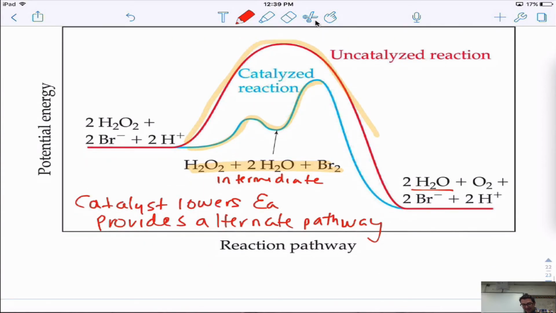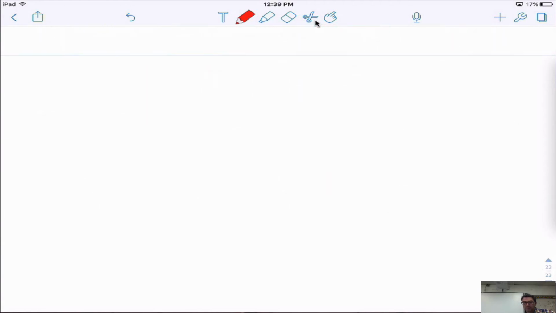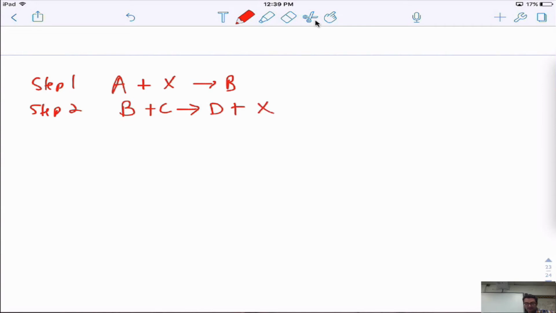Now, when you look at a catalyst and you think about what's going on here, one last thing I want to mention is a catalyst will show up in the beginning and the end of a reaction in a mechanism. Sometimes they'll ask you to identify, is it a catalyst or not? So if I had A plus X, and then it forms B, this is step 1, let's say. And then in step 2, I have B plus C goes to D plus X. If I wrote the overall reaction, I would get A plus C goes to D.